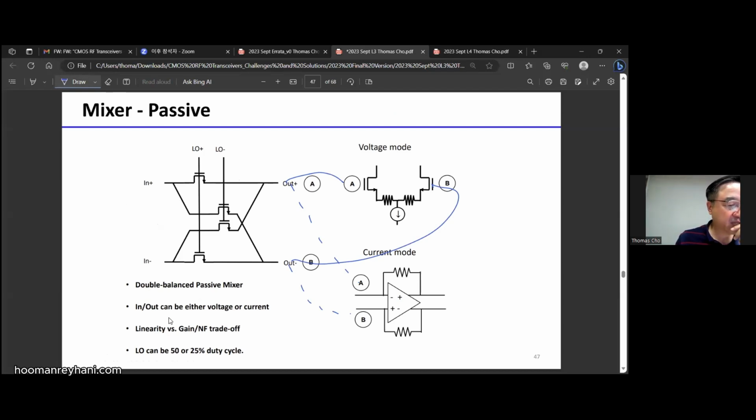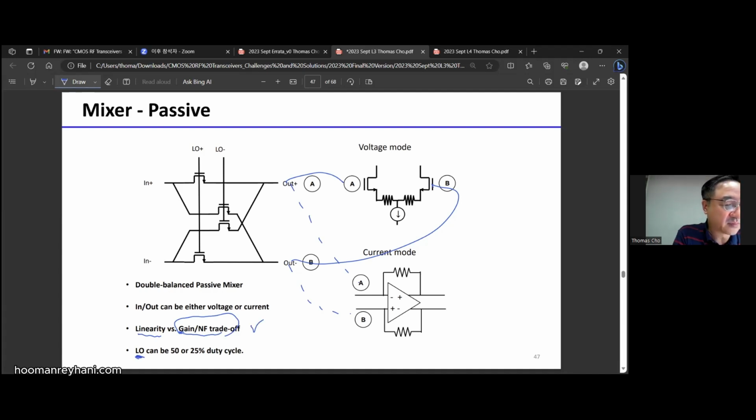And here, what you need to know is that again the linearity versus gain and noise figure trade-off is there, meaning that a passive mixer is quite linear compared to the active mixer. However, because it is a passive component, there's no bias current and no amplification. Therefore, gain and noise figure are worse. Therefore, if you want to use a passive mixer, the LNA has to work harder to amplify, because the passive mixer does not amplify the signal. So we need to be aware of that and make a trade-off there.